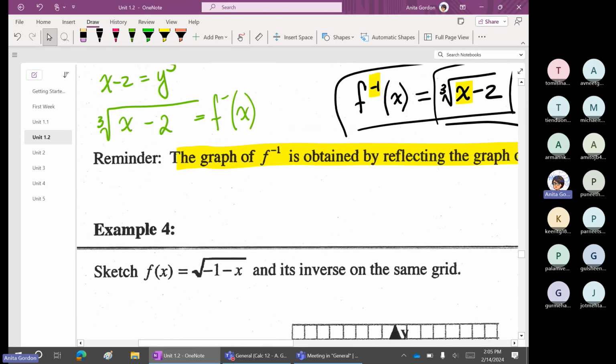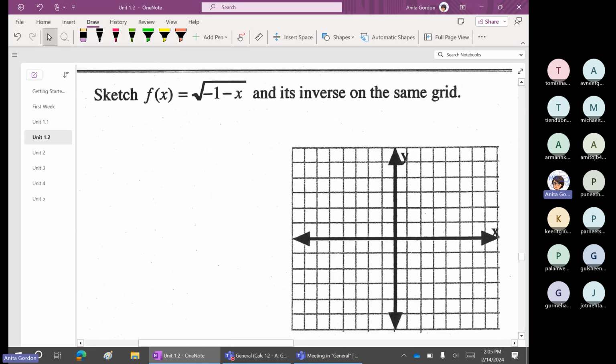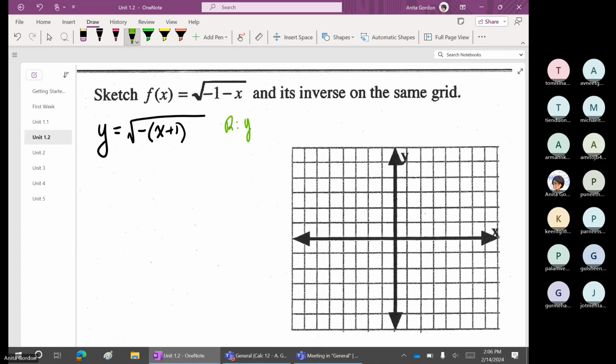Let's go with example 4. I want to graph the original first. So let's take f of x. You want to call it y for now, just for simplicity. I have an x that does not have a coefficient of positive 1. I'm going to factor out and make it so. What are the transformations? Reflection over the y-axis and left 1. Okay.